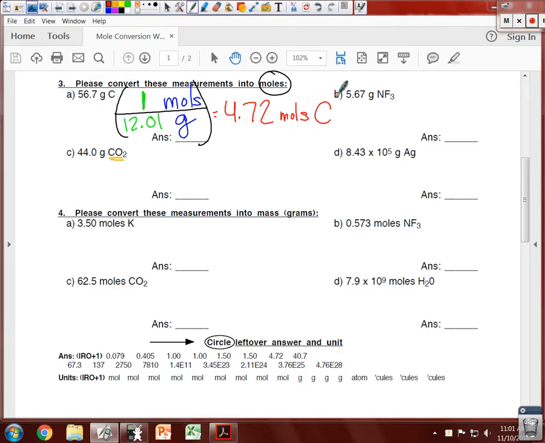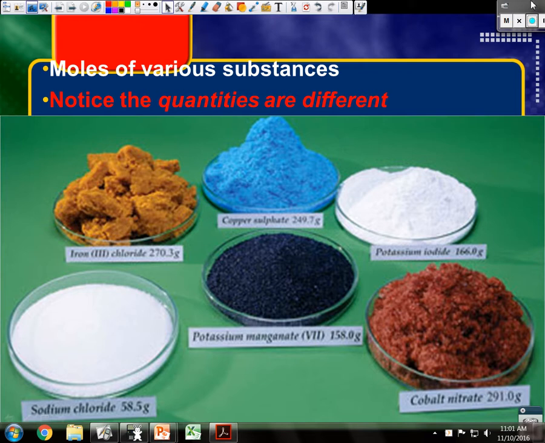Now, in the video, the very last part of the note packet where it talks about moles, there were 5 Petri dishes. Do y'all remember that? I actually want to show you. Okay. What was the one thing that all of these Petri dishes have in common? How many moles? 1. Okay. All 5 of those contain, excuse me.